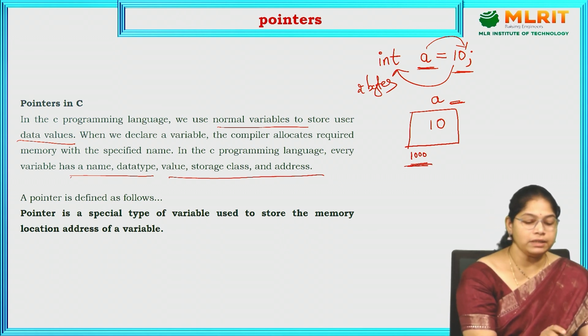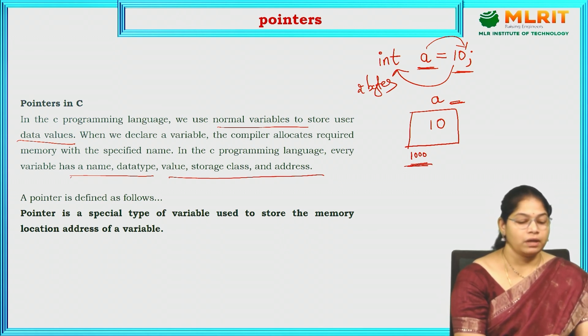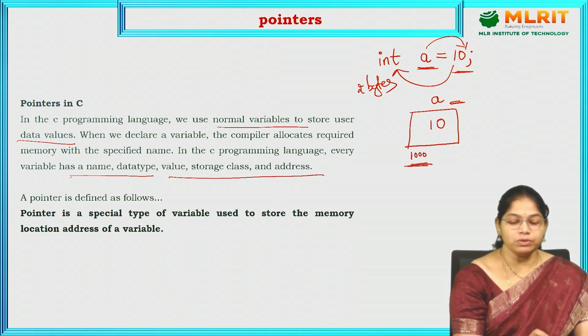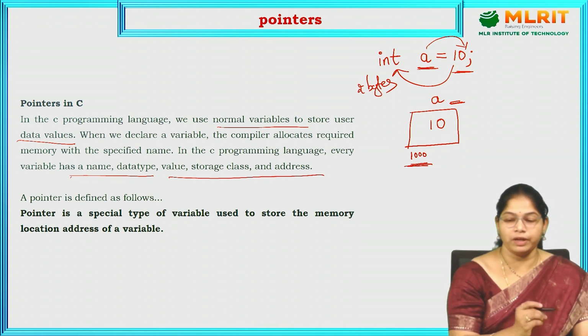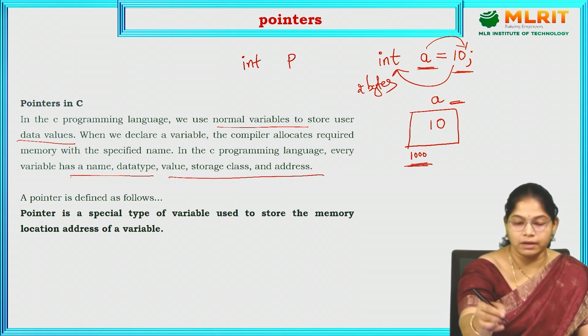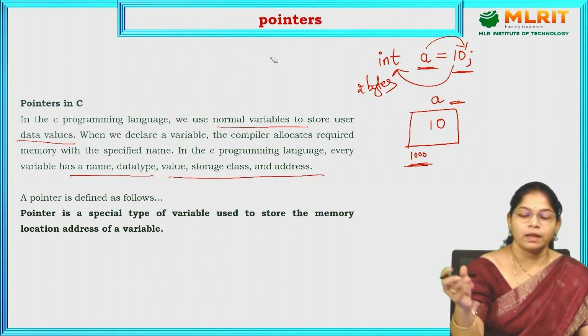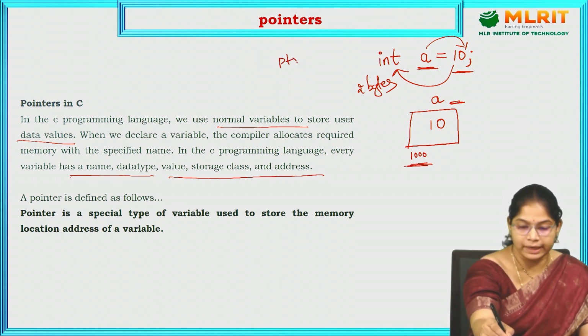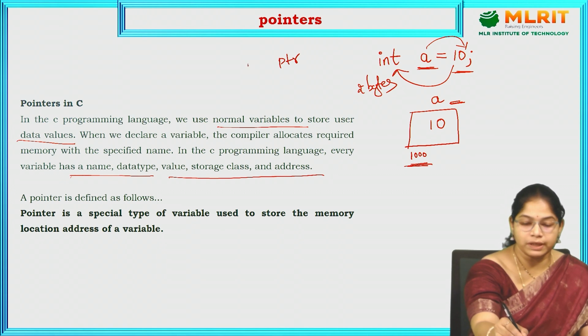A pointer is defined as follows. A pointer is a special type of variable used to store the memory location address of a variable. It is also like a variable. But how can we identify it as a pointer? Before the variable name, it is prefixed with a star. Let us suppose here the pointer name is ptr, which is of type integer.